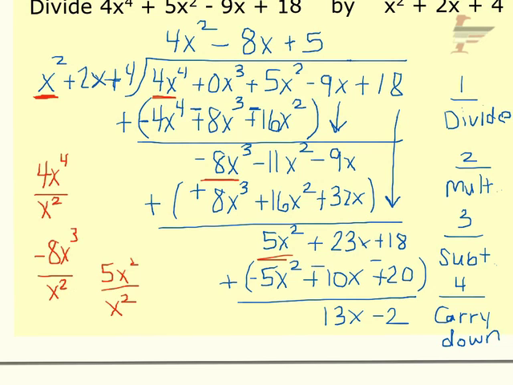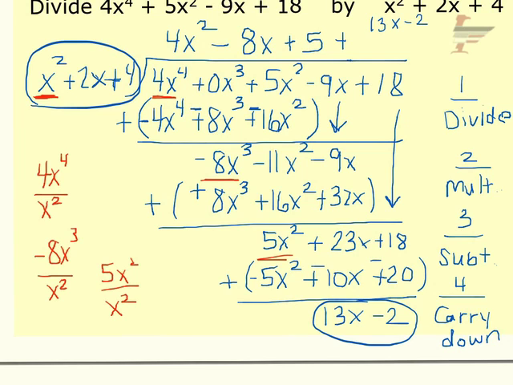Now I have nothing left to carry down, so make yourself a note. I'm done, but I don't have 0. Okay, so here's how you write a remainder with a polynomial function. This is my remainder, and if it were a regular long division problem, I would write it divided by my divisor there. So up here at the top, I'm going to write plus 13x minus 2, all divided by that quadratic, x squared plus 2x plus 4. And I know it looks kind of silly, but that's how you write a remainder. And that is long division.